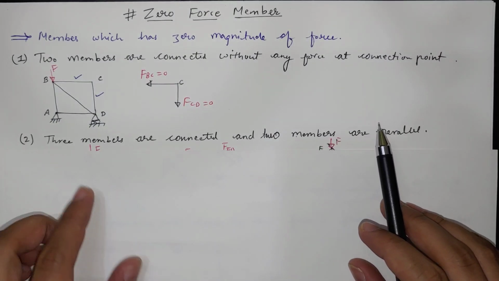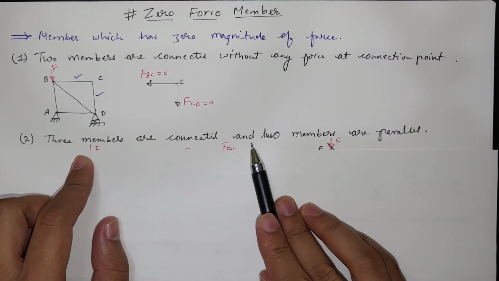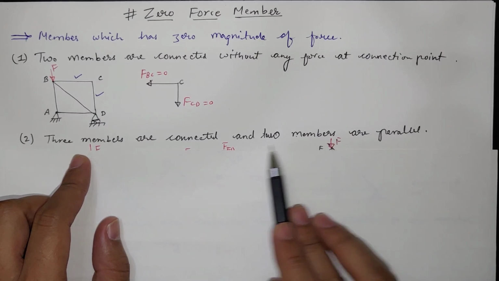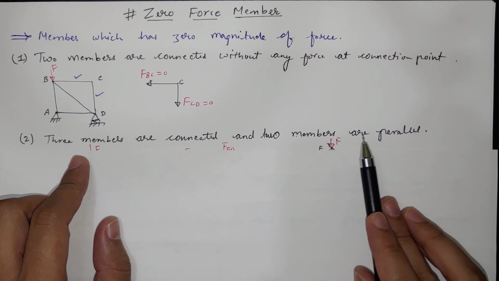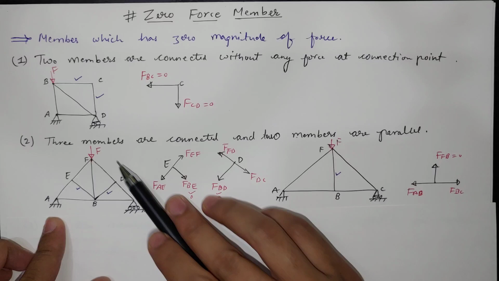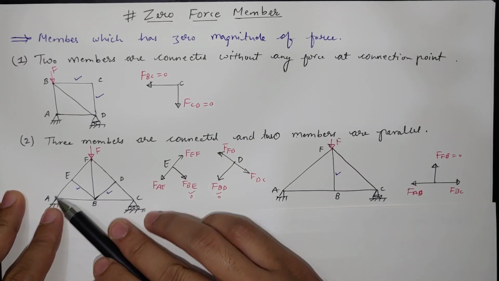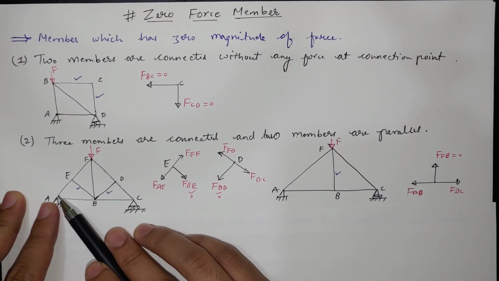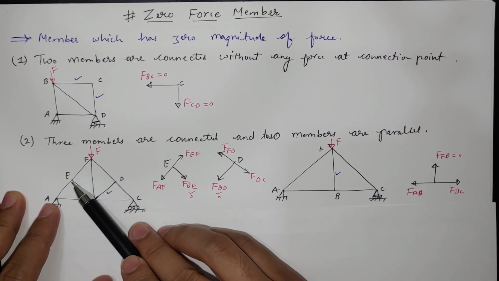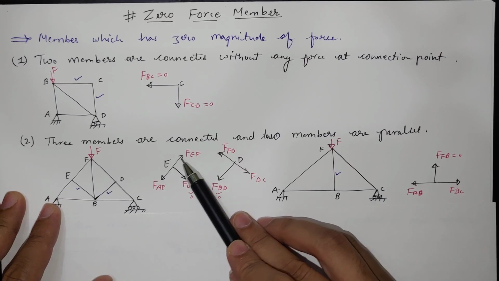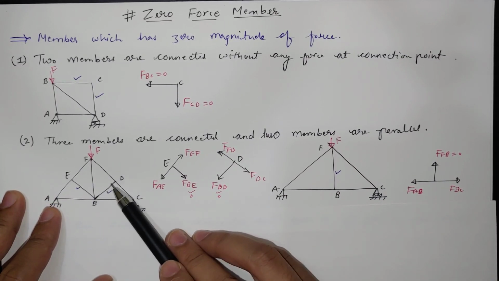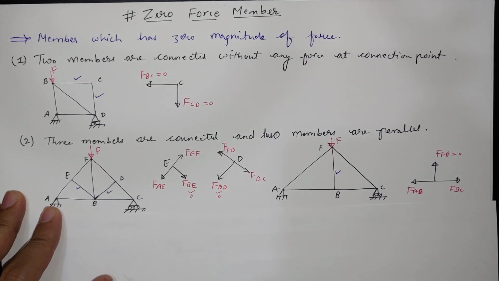The second condition is if three members are connected and two members are parallel. The simple criterion is that three members are connected, two members are parallel, and one is at another angle. If you see here, this is the truss, a triangle with many triangles inside it. At points E and D, there are three members connected: at E, AE, EF and EB. Similarly at D, BD, FD and DC are connected.